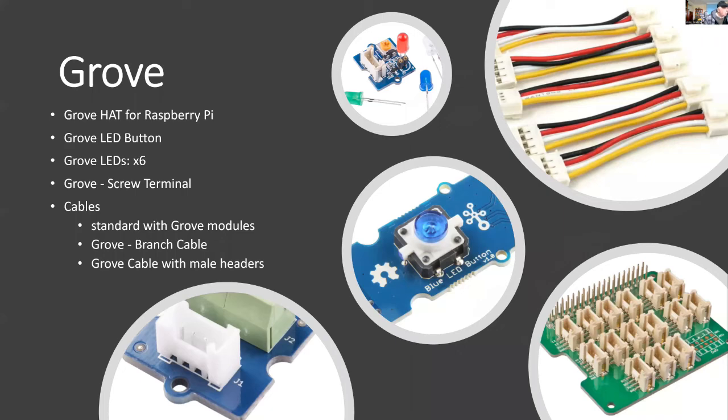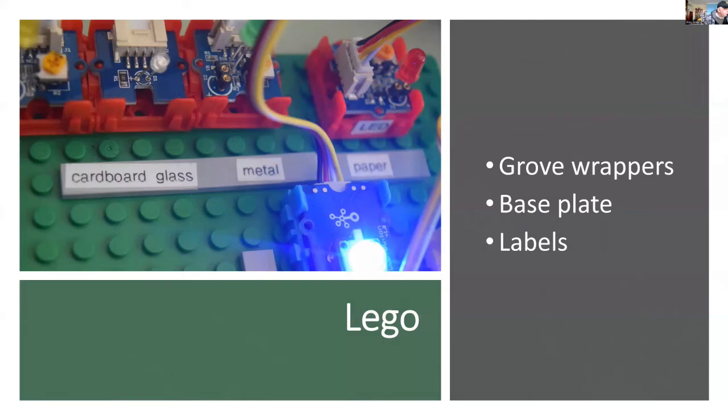And to give the feedback, I'm using Grove Electronics. And to help with the classification and collecting data, I'm going to use a push button. So there's a combination of electronics and cables, and they all fit nicely on a Raspberry Pi hat called the Grove hat for Raspberry Pi.